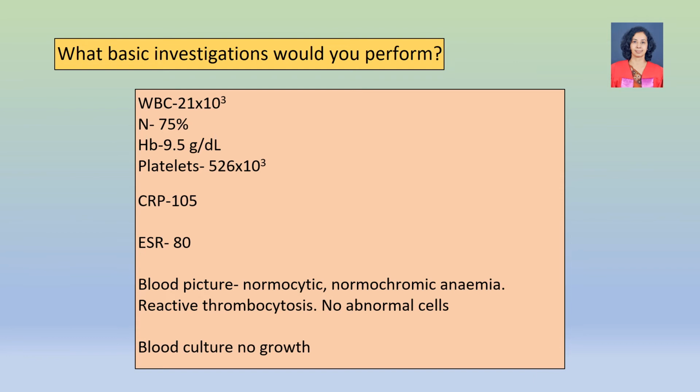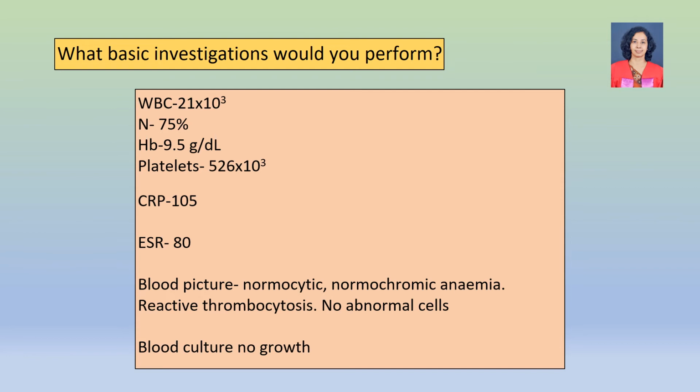And the platelet count is 526,000 with a hemoglobin of 9.5 grams per deciliter. The increased platelet count indicates an inflammatory condition. Similarly, the neutrophil leukocytosis with slightly low hemoglobin and high platelet count, the combination indicates that there is a chronic inflammatory process. Now, what are the inflammatory markers we can do on this child?